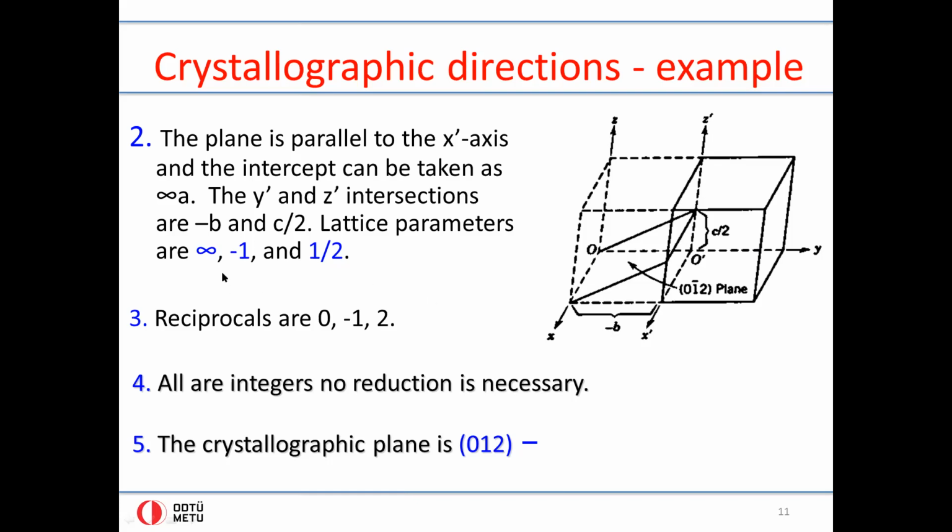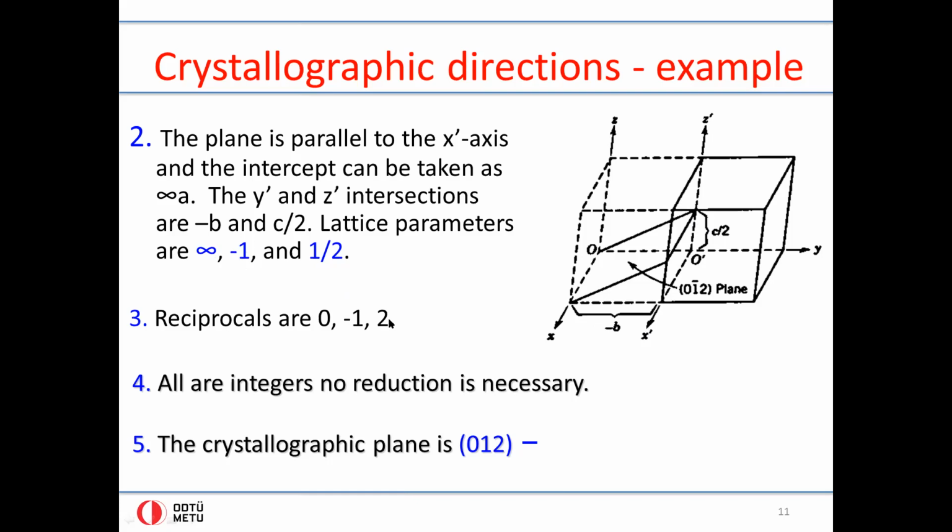So the parameters are infinity, here indicating that there is no intersection between the plane of interest and the x prime axis. So assuming, sort of mathematically incorrectly, that they intersect at infinity because they're parallel. -1, because along the y-axis you have -1 times b, and 1 over 2 because along the z prime axis you have 1 over 2 times c. So you have the indices infinity, -1, and 1 over 2.